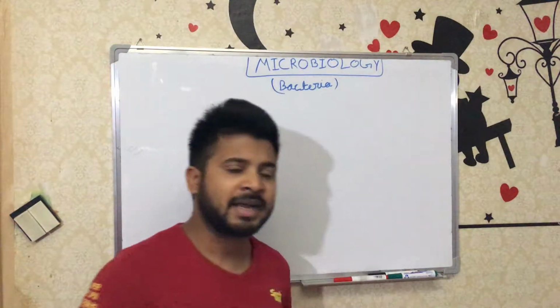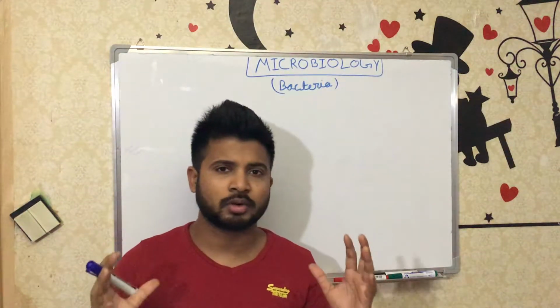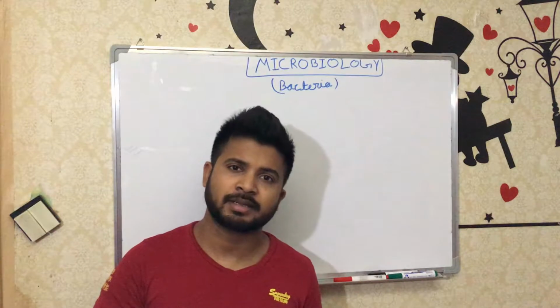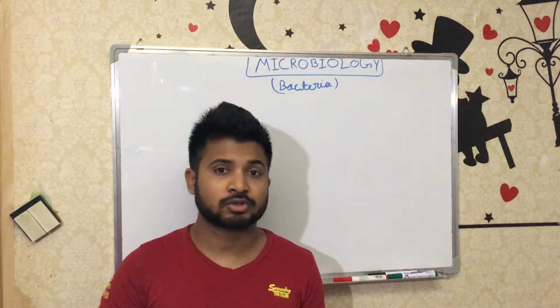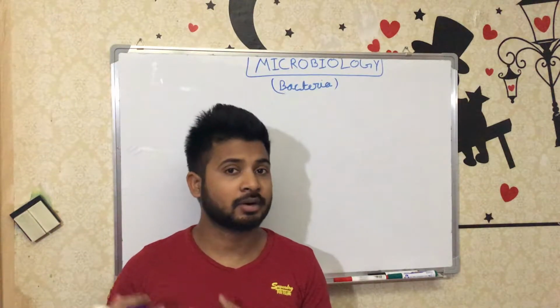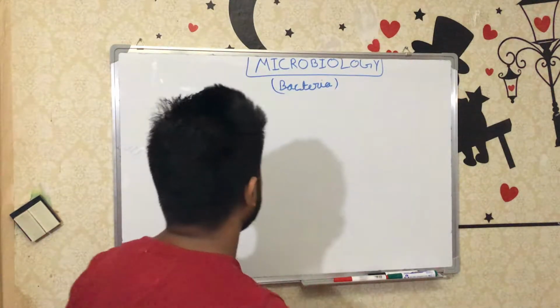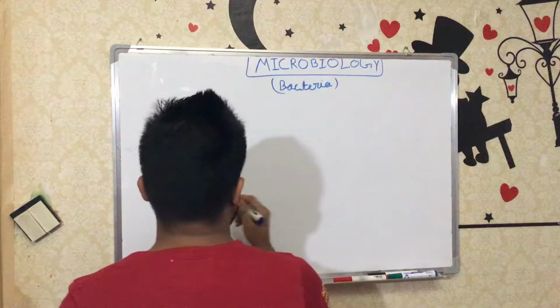First of all, bacteria are divided into two huge groups: gram positive bacteria and gram negative bacteria. So why is gram positive bacteria called gram positive, and why is gram negative bacteria called gram negative? Let's discuss. First we will discuss the bacterial cell wall.